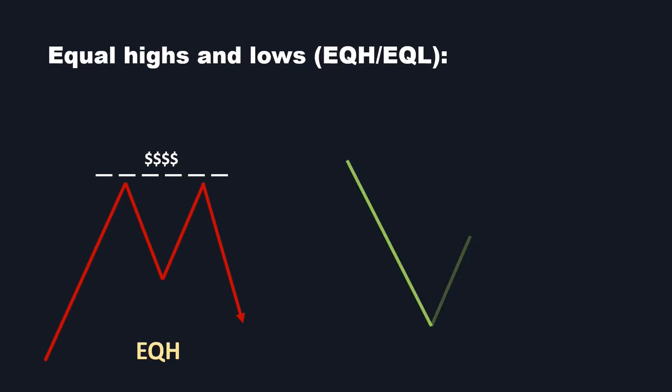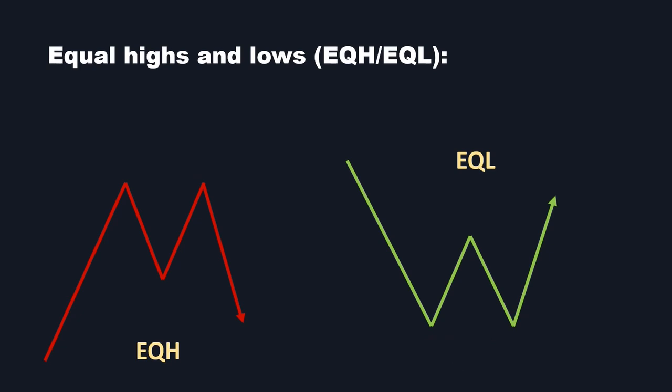Equal highs and equal lows, often identified as double tops and double bottoms in classic technical analysis. These levels are key indicators of market liquidity, serving as identifiable points of resistance and support. When we encounter equal highs, we see resistance. Conversely, equal lows indicate support.